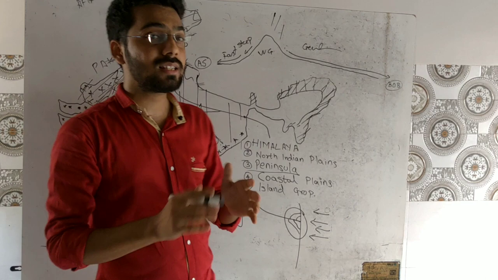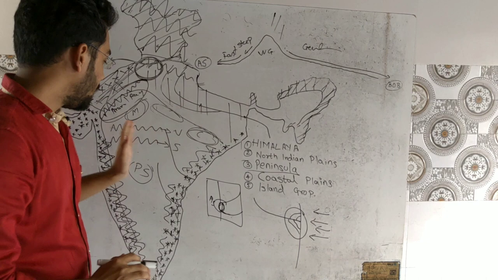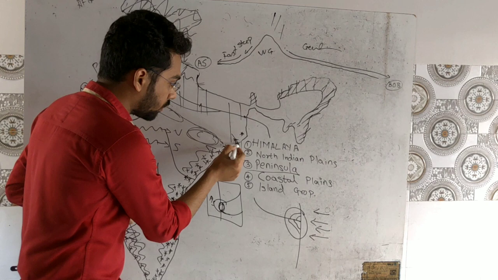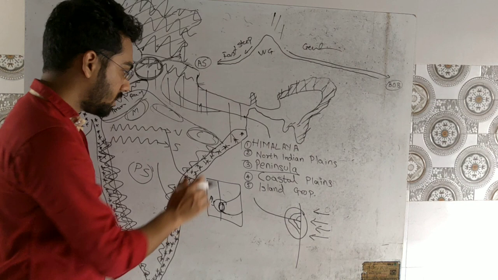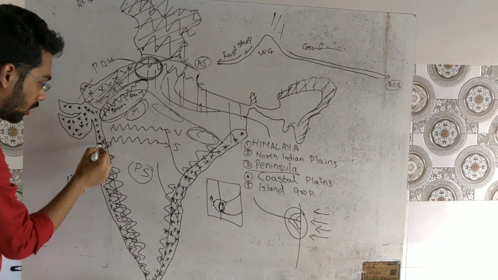One more thing we are going to see: the Eastern Ghats are over here. The width of the eastern coastal region is very much higher as compared to the western coast. Why is that? I will make you understand. See, the Eastern Ghats and the Western Ghats. The Western Ghats are very near to the coastal area.